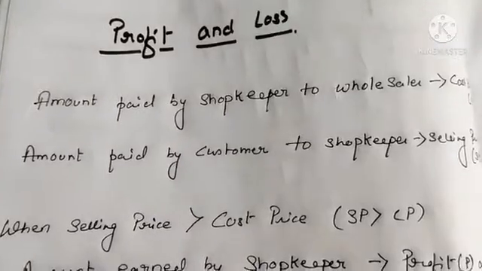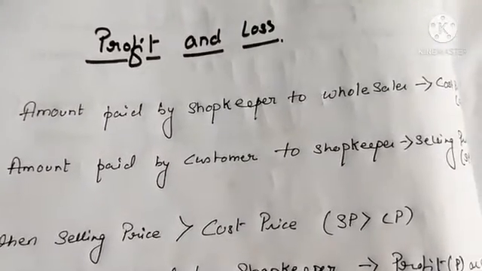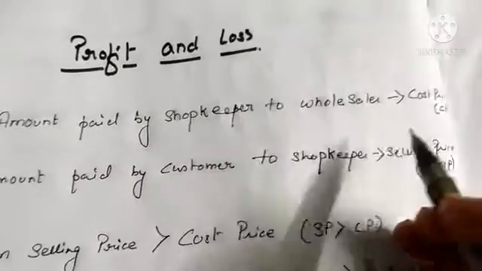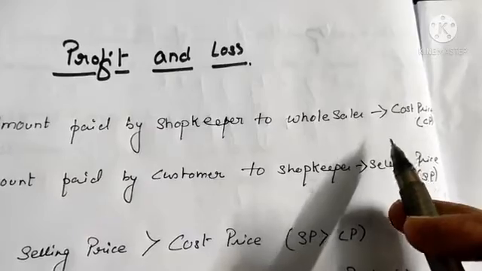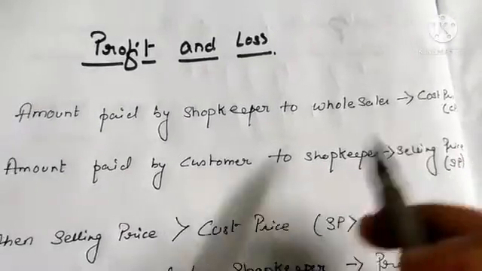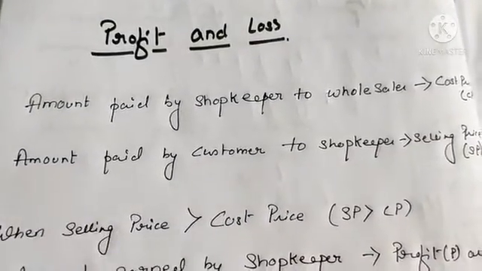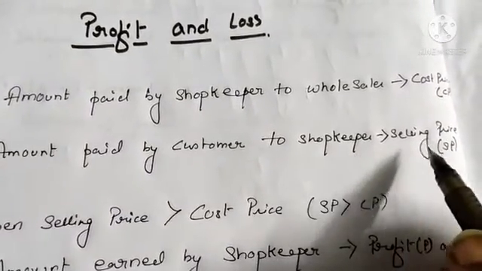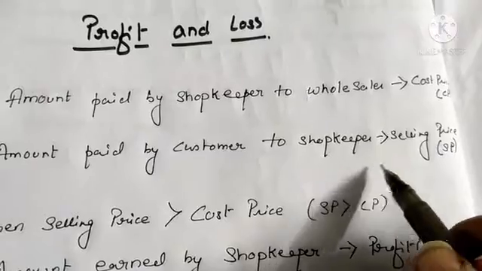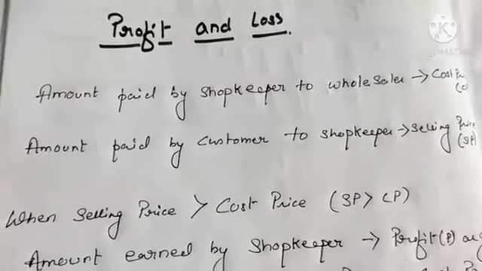Here, the amount paid by Mr. Gupta to wholesaler is called cost price. In the short form, it can be written as CP. And the amount paid by customer to Mr. Gupta is called the selling price, and it can be written as SP.